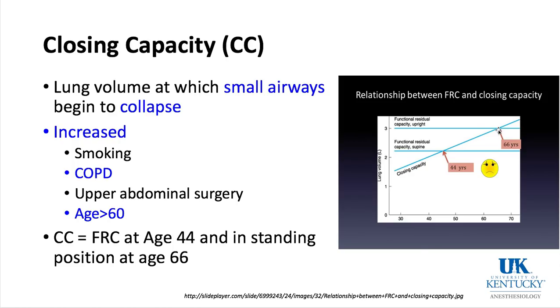in the upright position. So what this says is, as we age, the closing capacity is going up and getting closer and closer to our FRC, and there's going to be more and more airways that are collapsed in the supine position, definitely, and even in the upright position as you get really old. Closing capacity is increased in smoking, COPD, upper abdominal surgery, and as we mentioned, aging. And the closing capacity is the FRC at age 44 in the supine position, and is at the FRC in the aged patient, 66 years old, in the standing position.